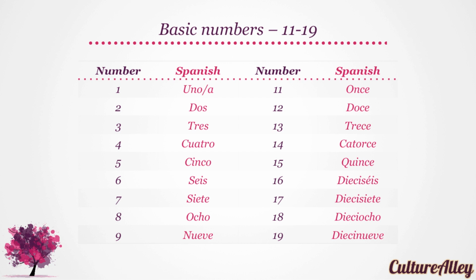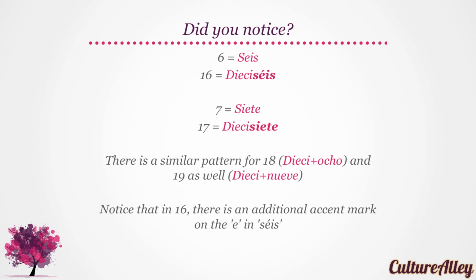Diecinueve. Did you figure out something while translating numbers from 16 to 19? Yes, 16 ends with seis, and 17 ends with siete, and similar is the pattern in 18 and 19. Let's have a look at this. 6 is seis, and 16 becomes dieciséis. So, 16 is dieci plus seis. Notice that in 16, there is an additional accent mark on the E in seis.